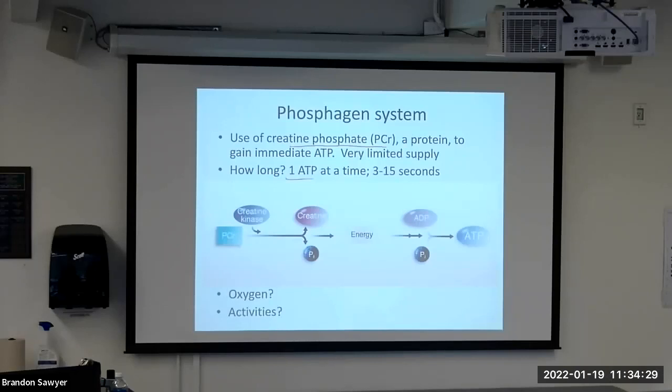The Wingate test is one that gets at both the creatine phosphate system and the glycolytic system. If you get to do the test, you'll notice that you put the bike at a very high resistance, and you just pedal as fast as you can for 40 seconds, typically the 40-second one in the lab.